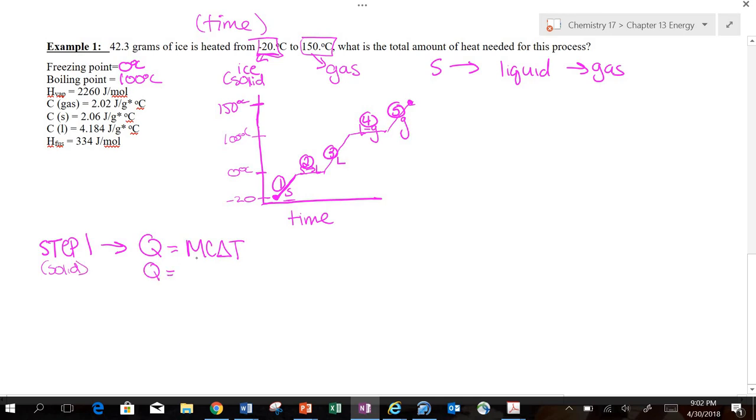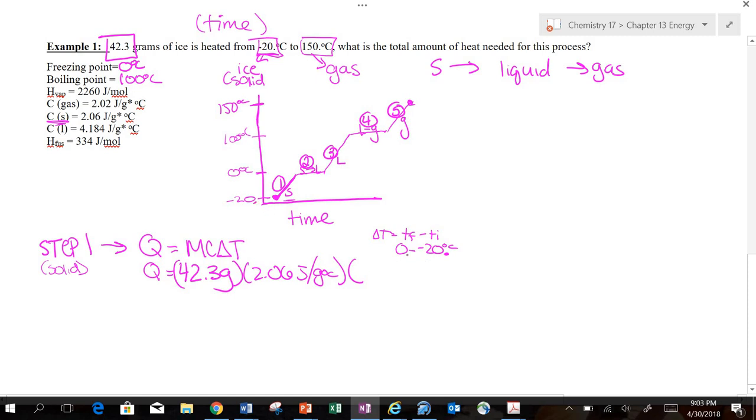So Q equals, if we look at the problem, it tells us our mass. The mass is going to stay the same. We're not losing or gaining. We're still talking about the same amount. So 42.3 grams. Our C, we're talking about a solid, so we go to our C of our solid, 2.06 joules per gram degrees Celsius. And then our delta T, which remember, delta T is TF minus TI. So we're going to do TF, which is 0 degrees Celsius, minus negative 20 degrees Celsius.